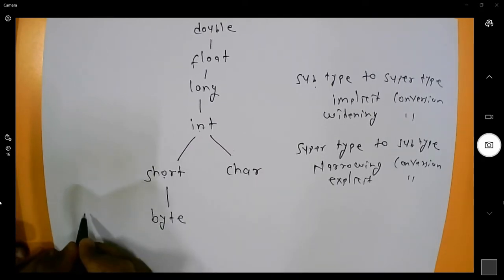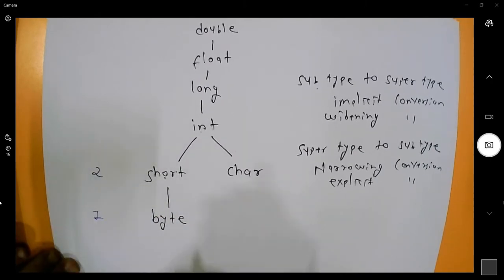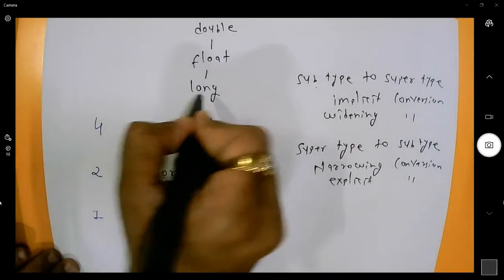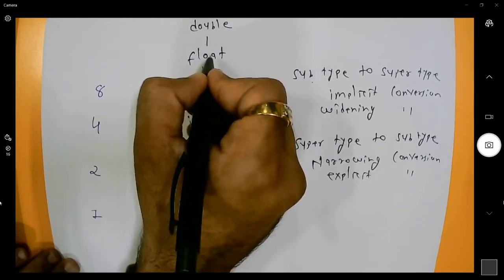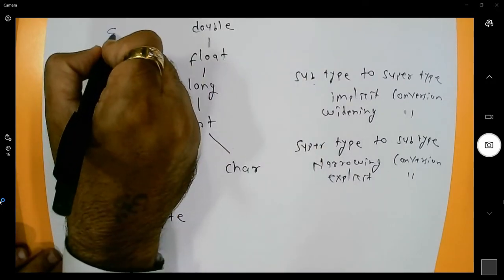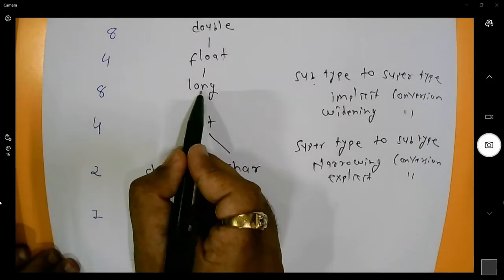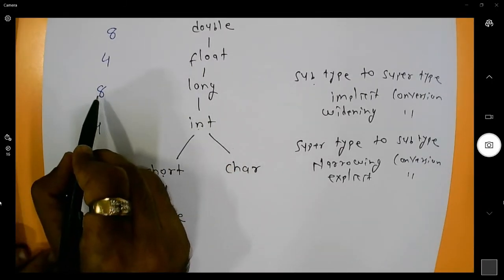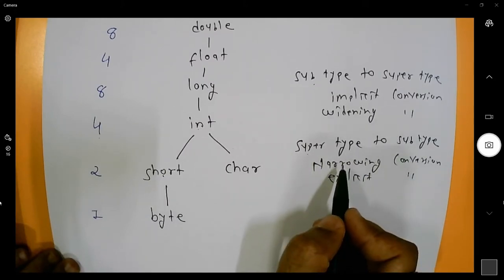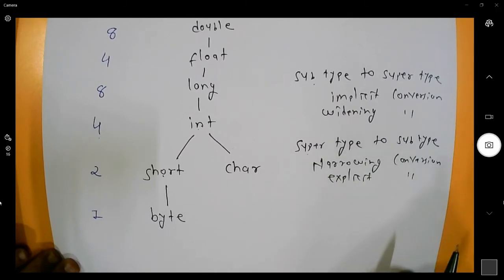Byte stores the value in 1 byte in size. Short and character store the value in 2 bytes in size. Integer stores the value in 4 bytes in size. Long stores the value in 8 bytes in size. Float stores the value in 4 bytes in size. And double stores the value in 8 bytes in size. Suppose you want to store your long into integer, it means you want to store your 8 bytes into 4 bytes, then it is a supertype to subtype. At that time you have to do the narrowing conversion, that is, explicit type conversion is required.